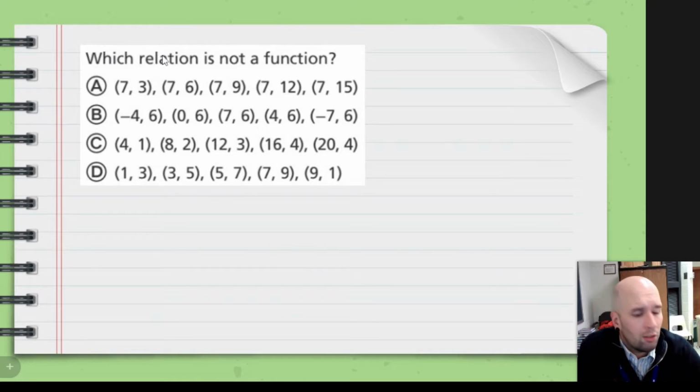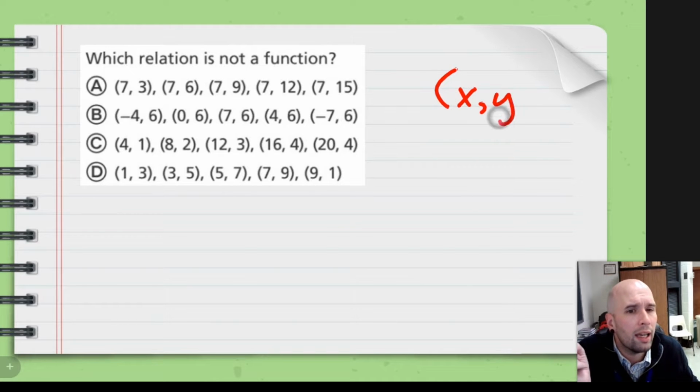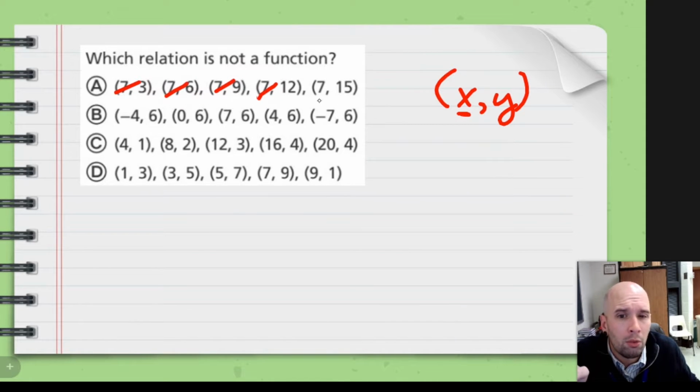Which relation is not a function? Remember, a function means the x's cannot repeat. So look at these x values. Remember, every point is given to us as an xy. Well, this x value cannot be used twice in the same set. So see how 7 is used a whole bunch of times? You are not a function.